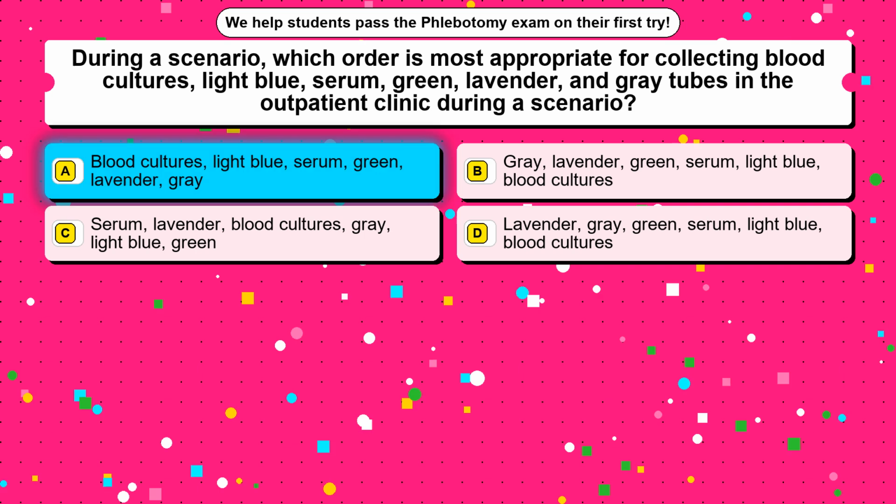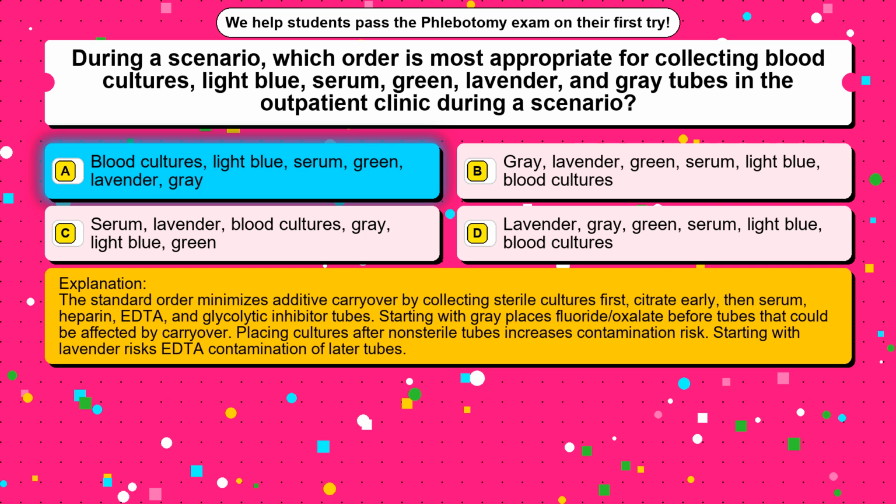The correct answer is option A. Blood cultures, light blue, serum, green, lavender, gray. The standard order minimizes additive carryover by collecting sterile cultures first, citrate early, then serum, heparin, EDTA, and glycolytic inhibitor tubes. Starting with gray places fluoride/oxalate before tubes that could be affected by carryover. Placing cultures after non-sterile tubes increases contamination risk. Starting with lavender risks EDTA contamination of later tubes.